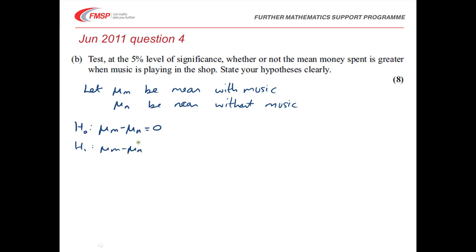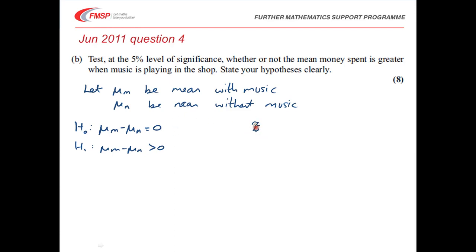So here, more money is spent when there's music playing, so I would expect that to be greater than 0. And again, the question might say test whether or not the mean money spent is more than £1 greater when music is playing in the shop, and that enables you to do this here. Okay, so we need to work out the test statistic. Now we're told this, which is quite nice, in the formula booklet.